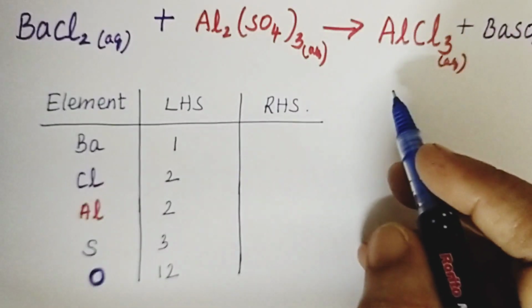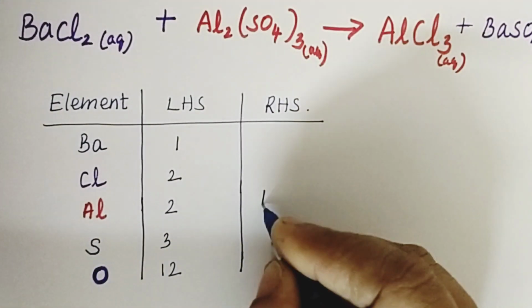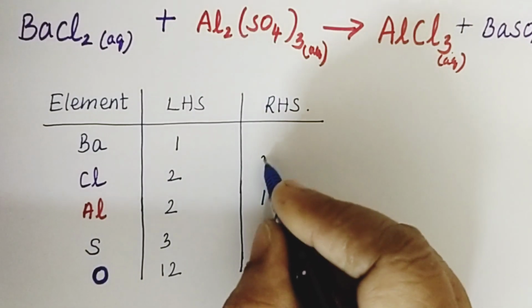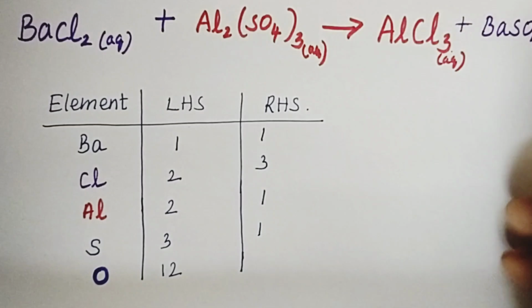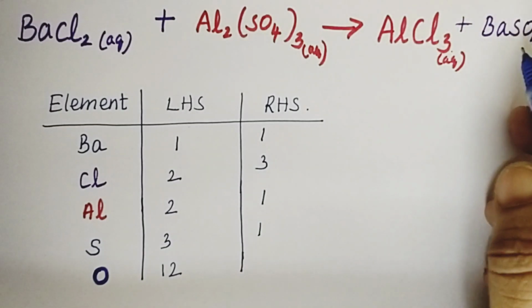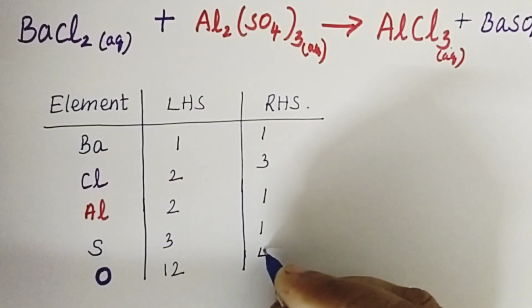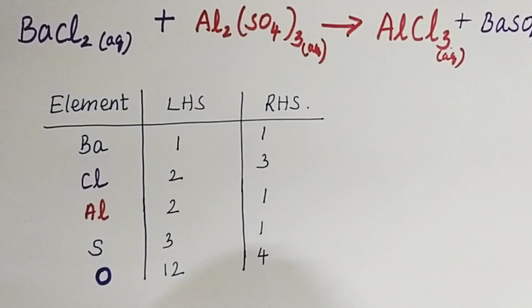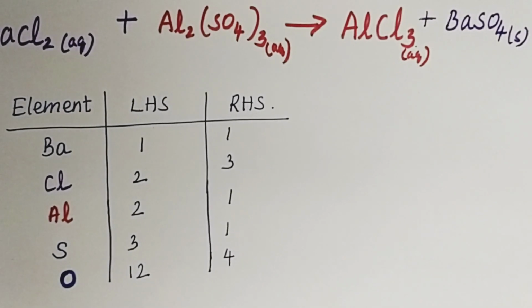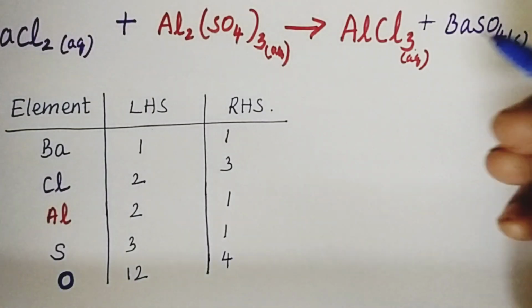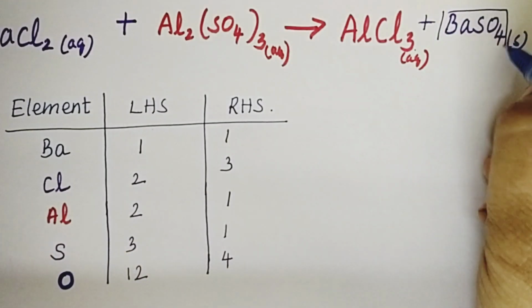The next is RHS. Aluminium only 1. Cl 3 is there. Barium 1. Sulfur 1. Oxygen in the sulfate SO4 is 4. So always we have to hit the larger number. So now here the 12 oxygen is the larger number. In the right hand side it is only 4. So let us try to change that. Before that we will put the box. The box indicates that nothing should be changed inside that.